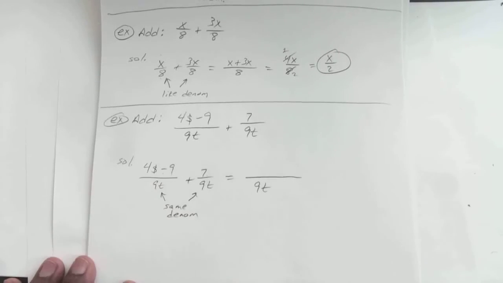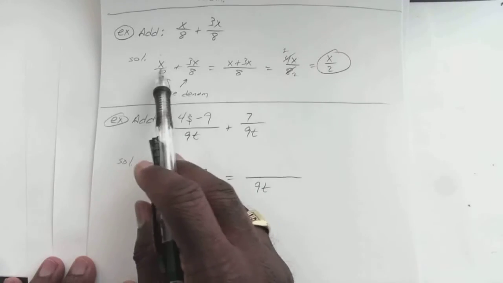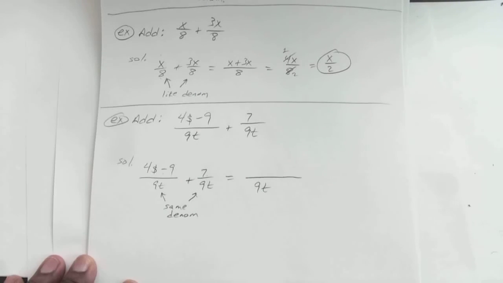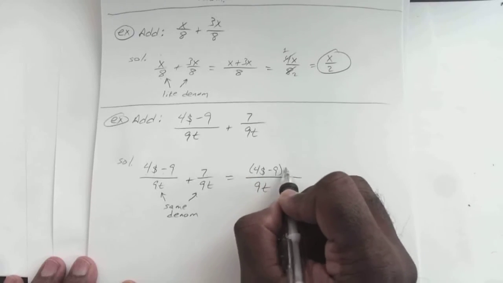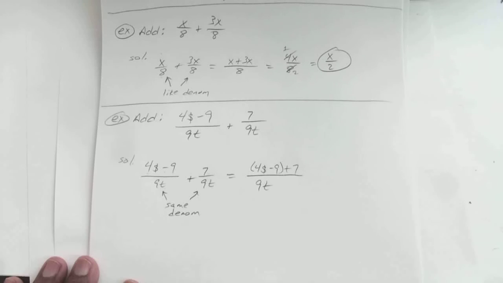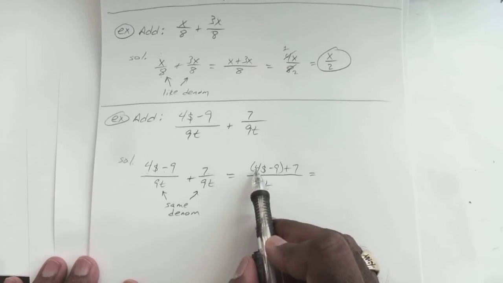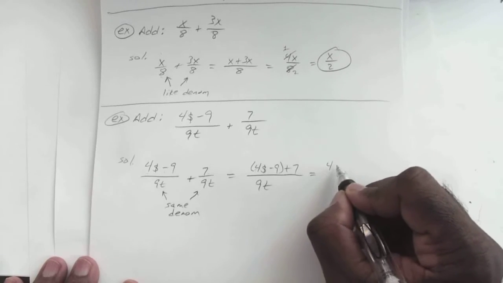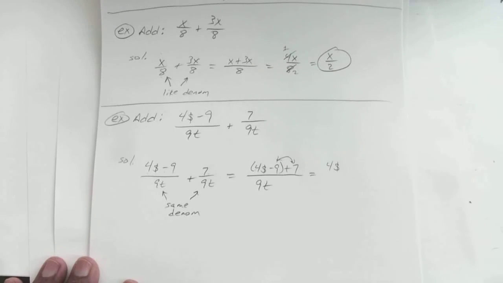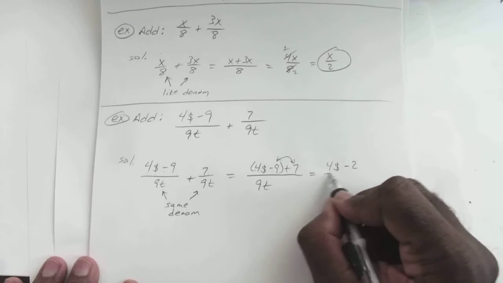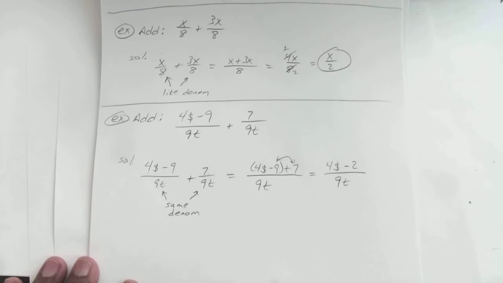Now all we have to do is add our numerators. Up here you had just one term, so you didn't have to worry about anything. Whenever you have more than one term, just out of habit, always put them in parentheses, and you'll see why in the next example. So 4s minus 9 plus 7. This one just being positive becomes 4s, and then you can combine those two. Negative 9 plus 7 is negative 2 over 9t.